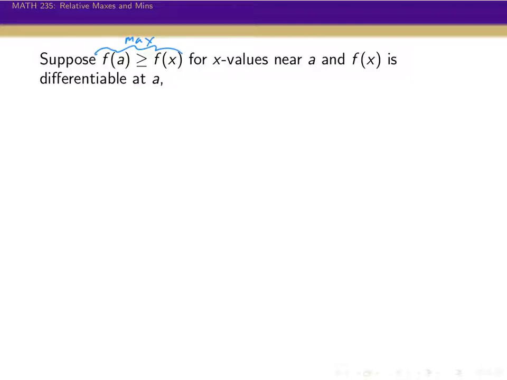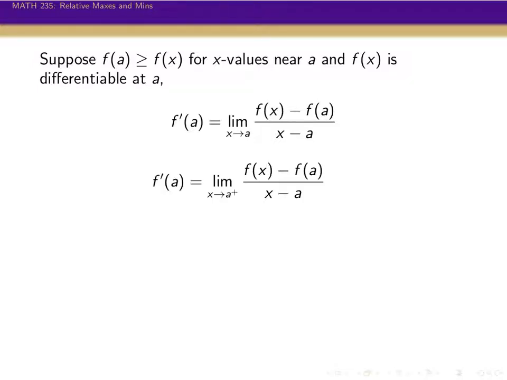Well, if it's differentiable at a, then we can calculate the derivative using the limit definition. So we have this limit as x goes to a of (f(x) minus f(a)) divided by (x minus a). This exists. And if this limit exists, this means that the 2 one-sided limits exist. So first let's focus on the limit to the right. This limit on the right exists, and it's still going to equal the derivative.